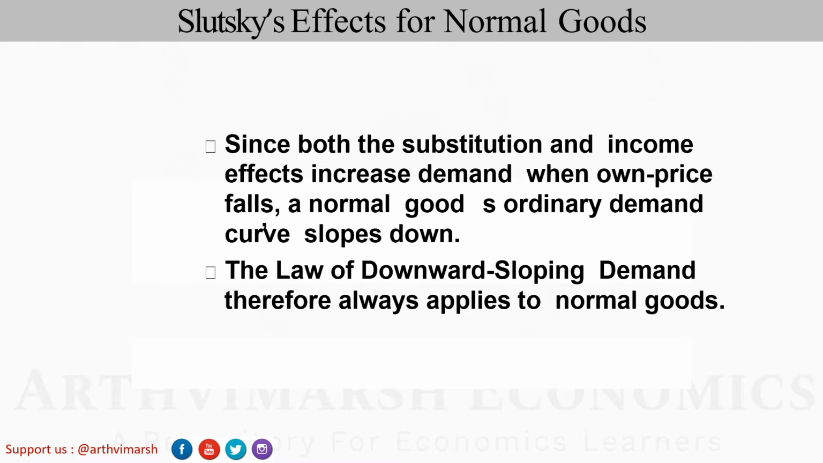Since both income and substitution effects increase demand when own price falls, which means the price of X1 is falling, for the normal good X1 the ordinary demand curve slopes downward. So this we know, right? The law of downward sloping demand therefore always applies to normal goods. This we have already discussed even in the previous chapter.